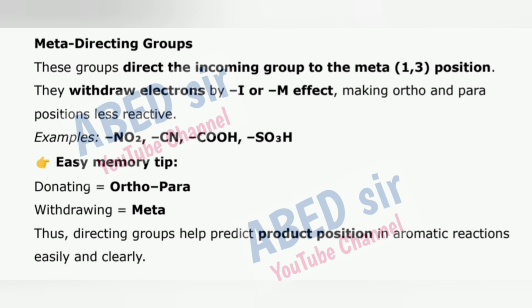Meta-directing groups. These groups direct the incoming group to the meta (1,3) position. They withdraw electrons by -I or -M effect, making ortho and para positions less reactive. Examples: NO2, CN, CHO, SO3H. Easy memory tip: donating, ortho-para. Withdrawing, meta. Thus, directing groups help predict product position in aromatic reactions easily and clearly.